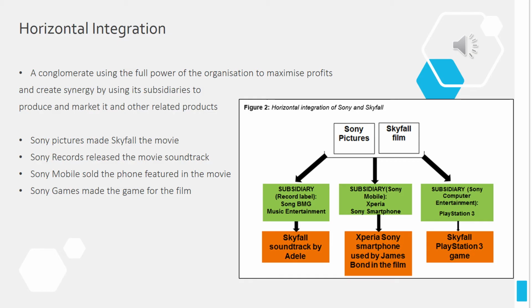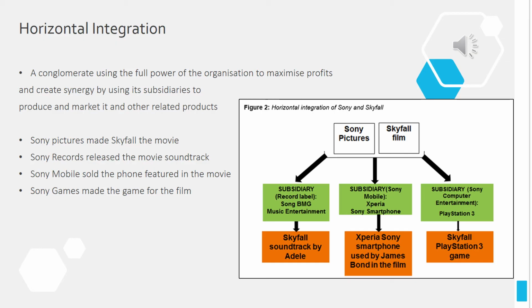A really good example is Skyfall. Sony is a conglomerate. It has a lot of different subsidiary companies. What they did was, when they made the Skyfall movie, Adele sang the theme song. So they allowed that to basically increase the awareness of the movie, and then they sold the movie soundtrack using Sony Records. In the film, James Bond, who's the main character and a cool looking guy, uses the Sony smartphone, and then they sold that using their subsidiary company. And then they also made a computer game which went along with the film, and they sold that using Sony Computer Entertainment on the PlayStation at the time.